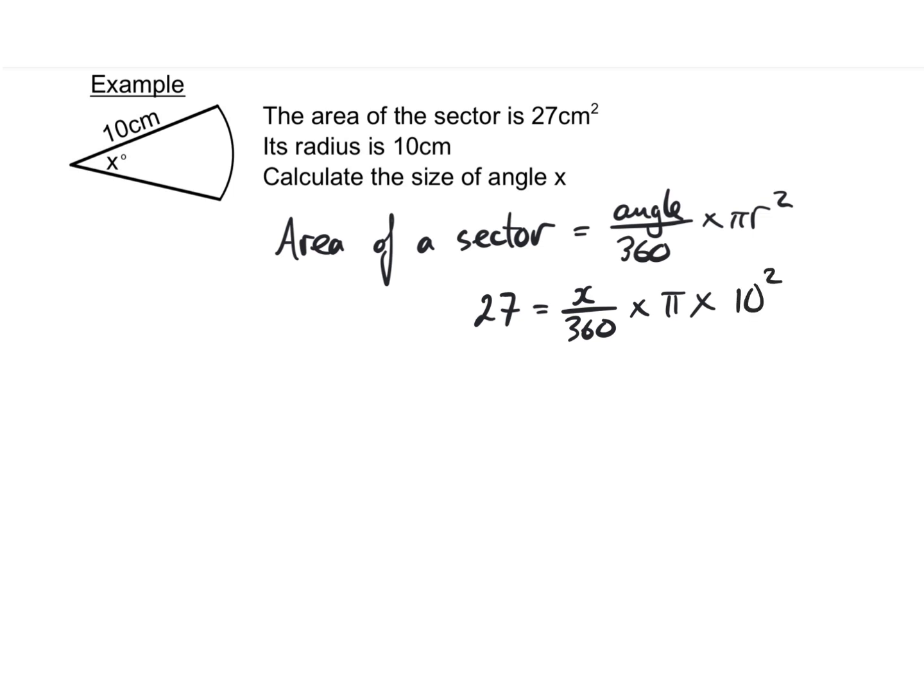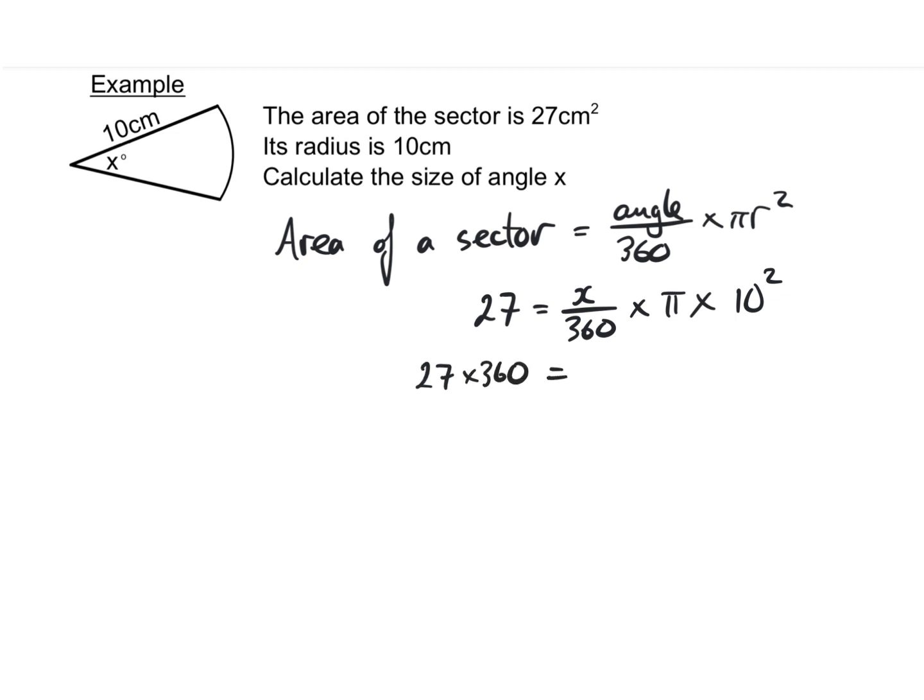Now what I'm going to do again is I've got an equation now that I need to solve for x. First thing I want to do, anytime I see a fraction in an equation, I'm generally going to try and get rid of it. So because I'm dividing by 360 here, I need to get rid of that by multiplying both sides by 360. So multiply the first side by 360, it will become 27 times 360.